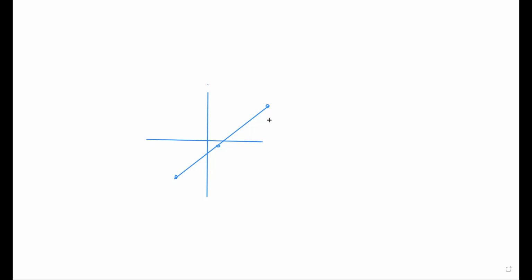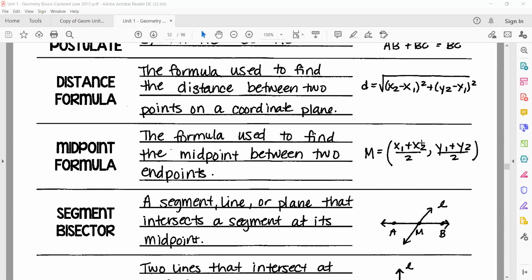If that was straight up and down or straight left and right horizontal, it'd be easy. You just count the squares, divide by 2, right? Well, because it's on a diagonal, we can't do that. We have to use this midpoint formula. It's basically an averaging, right? You add the two x values together and divide by 2, add the y values together and divide that by 2. That's going to give you the xy coordinate for that spot that's right in the middle. So you're coming up with an average.